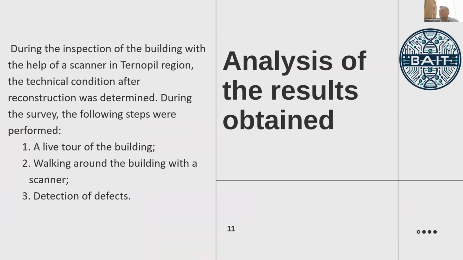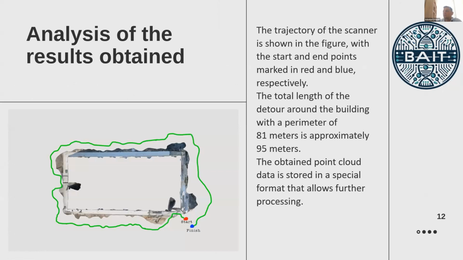During the inspection of the buildings with the help of the scanner, these objects being located in Ternopil region, the technical condition after reconstruction was determined. During the survey, the following steps were performed: first, a live tour of the building, second, walking around the building with a scanner, and third, detection of defects. So here is the process, the trajectory of the movement of the LiDAR scanner with the start and the finish point.